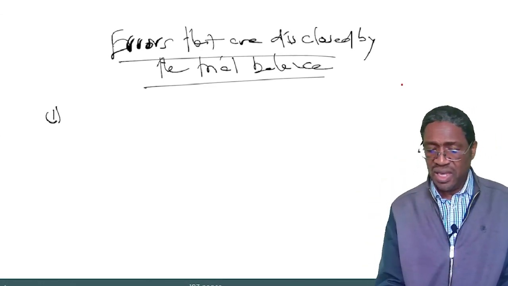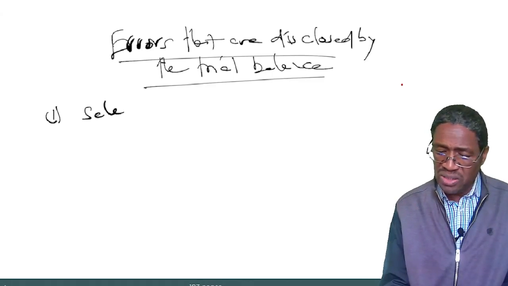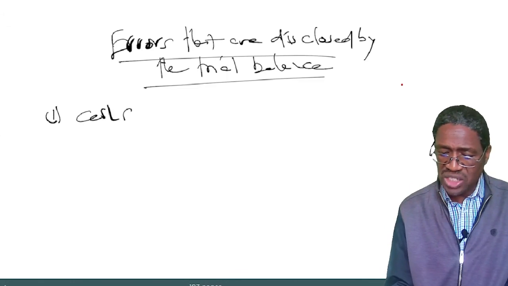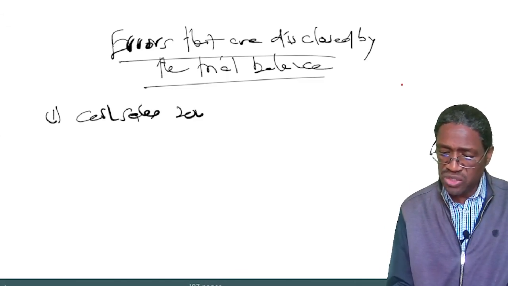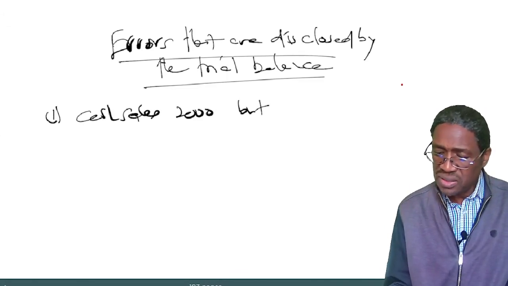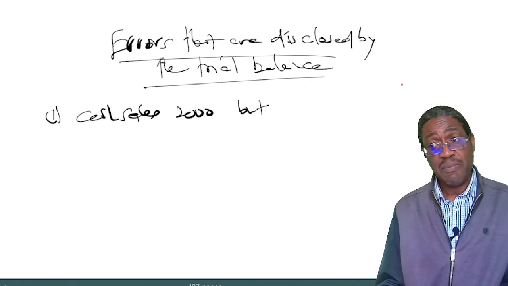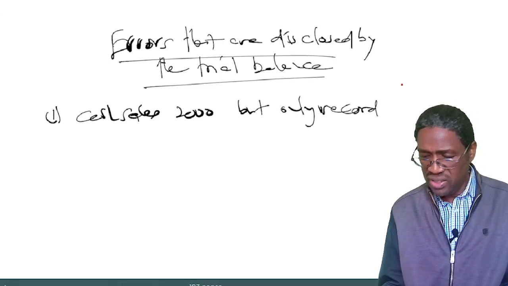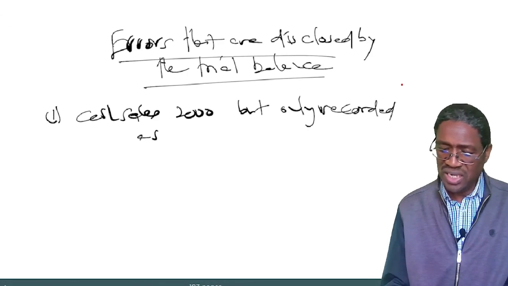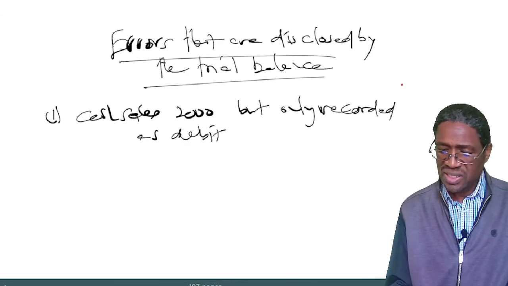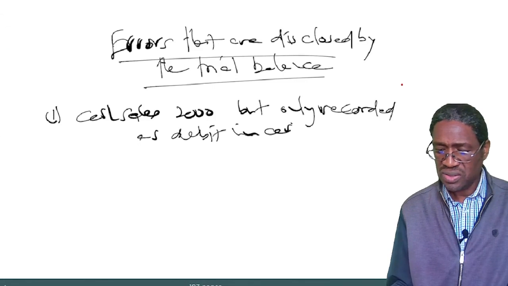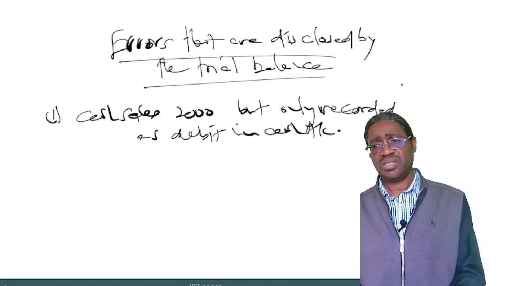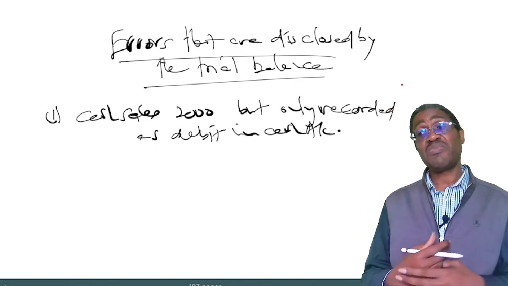Listen, if for example you have cash sales of shillings 2,000, but only recorded as a debit in cash account. Meaning you did not credit sales. Will the trial balance balance? No.